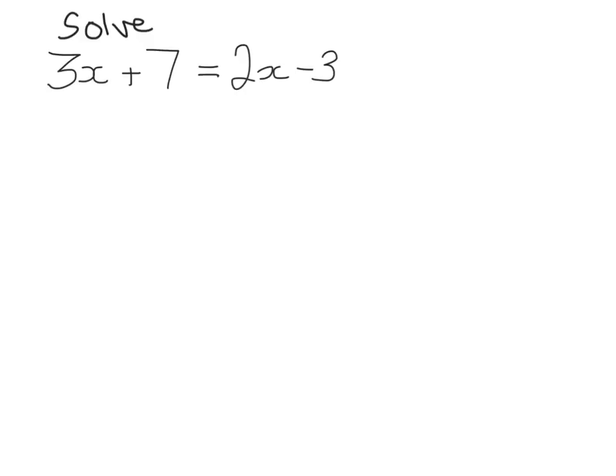So we're going to look at solving this equation. Now what you might notice about this equation is that it has unknowns, an x in this case, on both sides, and it has numbers on both sides. We know it's an equation because there's an equal sign there. That's what an equation is.